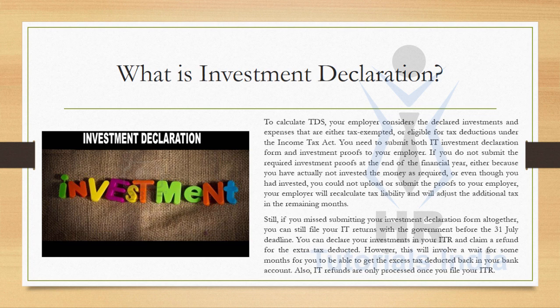Still, if you miss submitting your investment declaration form altogether, you can still file your IT returns with the government before the 31st July deadline. You can declare investments in your ITR and claim a refund for the extra tax deducted. However, this will involve a wait of some months for you to be able to get the excess tax deducted back into your bank account.